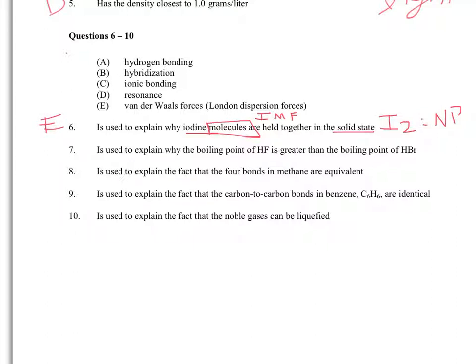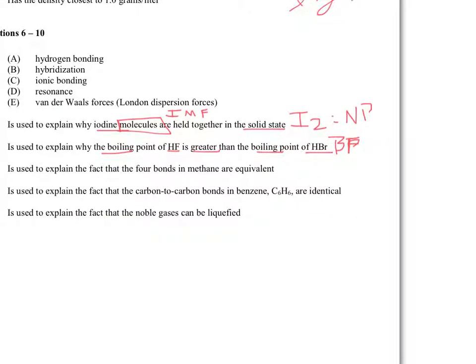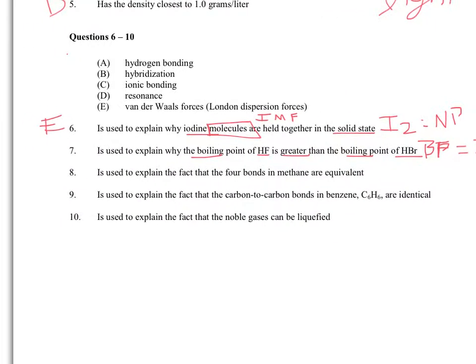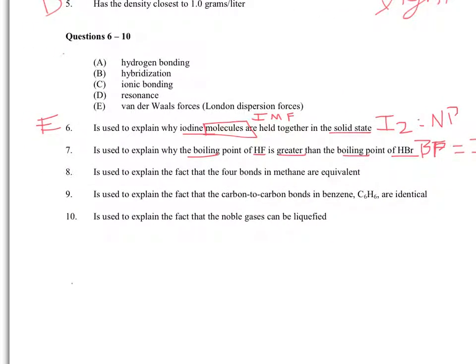So that's got to be E. Is used to explain why the boiling point of HF is greater than the boiling point of HBr. Boiling points are always an IMF issue. So I would make that little note out to this side, that boiling point equals IMF. The stronger the IMF, the higher or lower the boiling point? The higher. So HF has a higher boiling point. Well, what does HF have that HBr doesn't have? Hydrogen bonding, very good, so it's A.